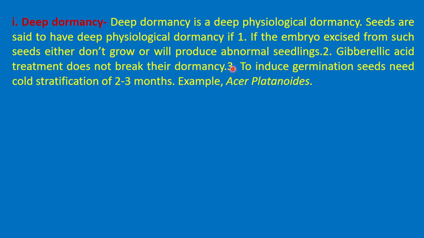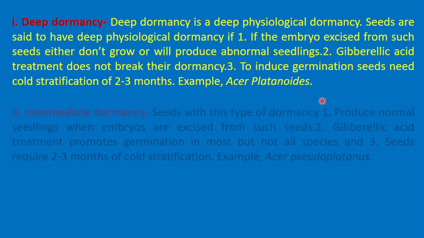The third condition in deep dormancy is that to induce germination, seeds need cold stratification of 2 to 3 months. An example of such dormancy is Acer platanoides. So if you want to break the dormancy of such seeds, you need to give them a treatment of cold stratification, up to 2 to 3 months. An example of such a seed is Acer platanoides. So this is known as deep dormancy.